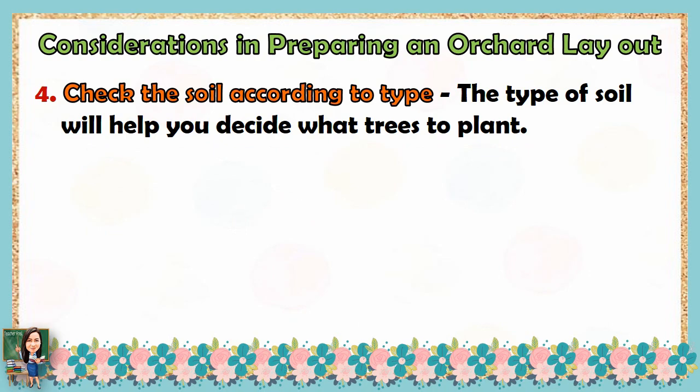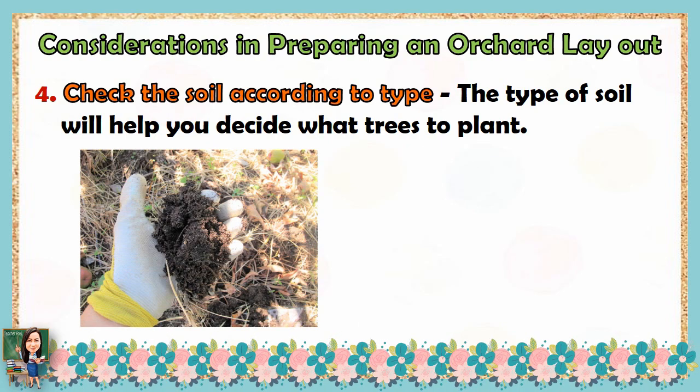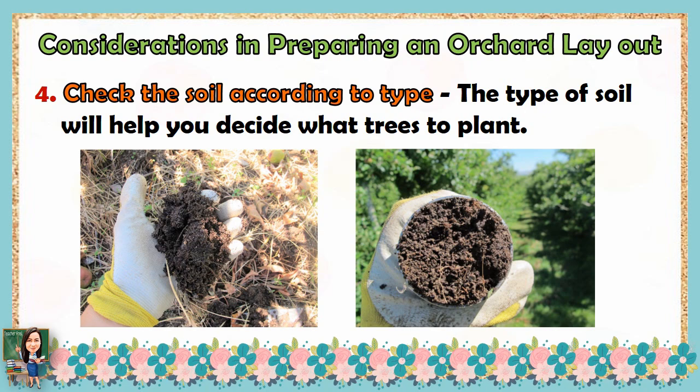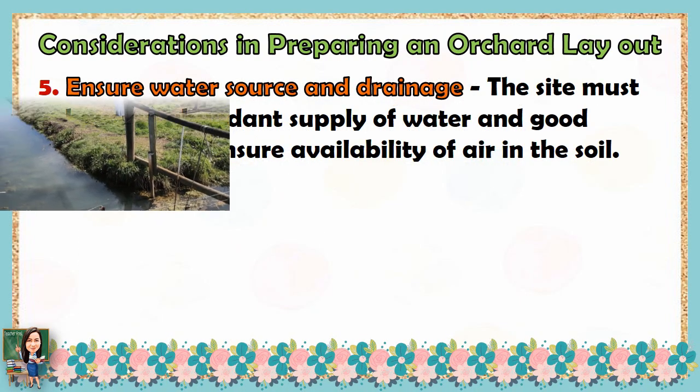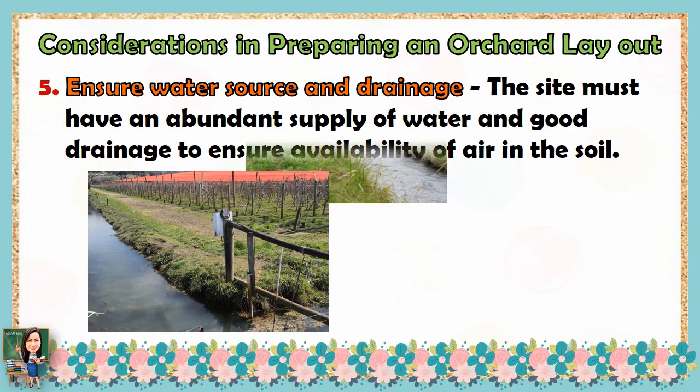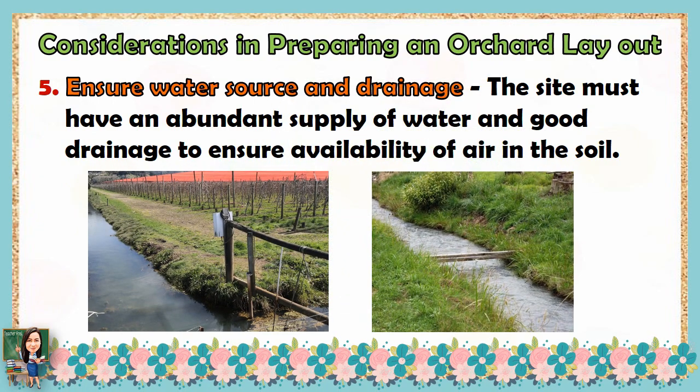Fourth, check the soil according to type. The type of soil will help you decide what trees to plant. Fifth, ensure water source and drainage. The site must have an abundant supply of water and good drainage to ensure availability of air in the soil.